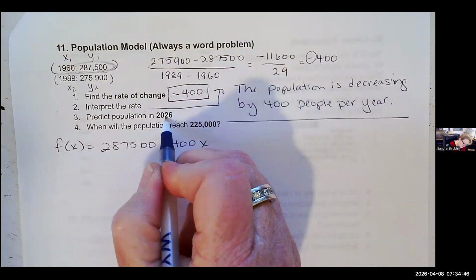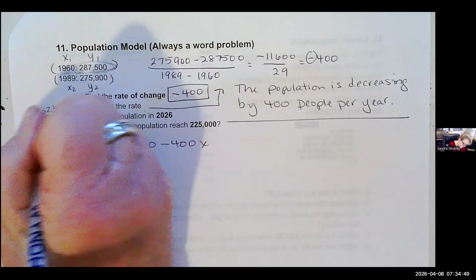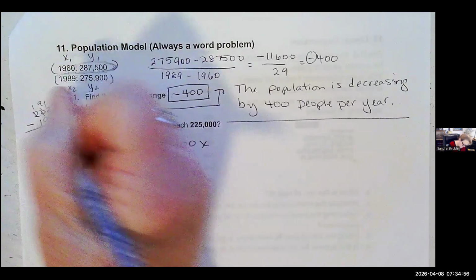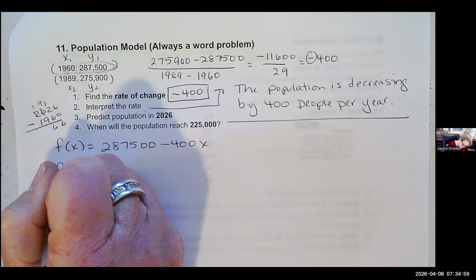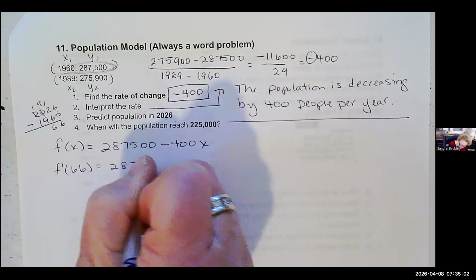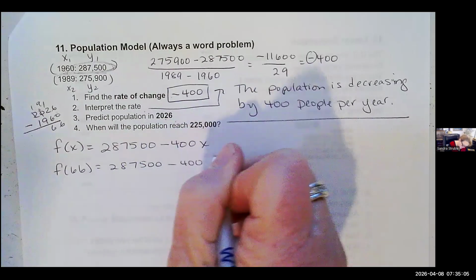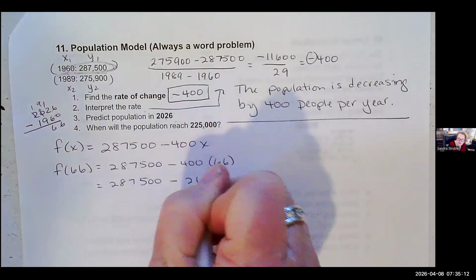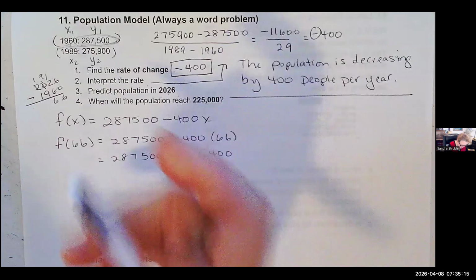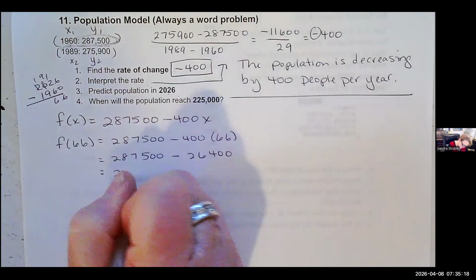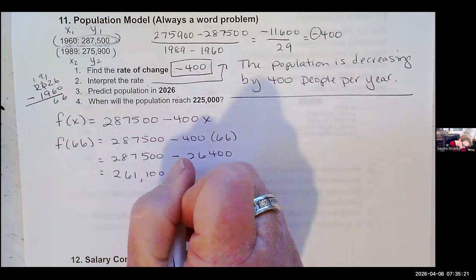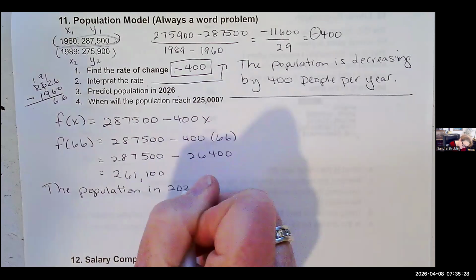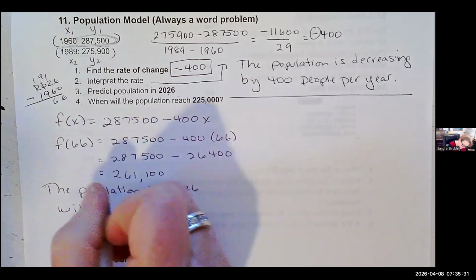All right, now I can solve for the population in 2026. Take 2026 minus 1960, that's 66 years. So f of 66 equals 287,500 minus 400 times 66. And that's 26,400 people lost, which gives us a population of 261,100. The population in 2026 will be 261,100.